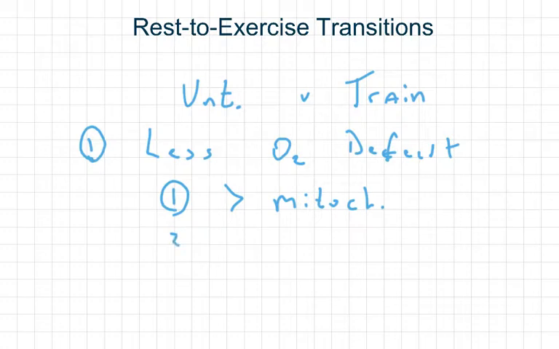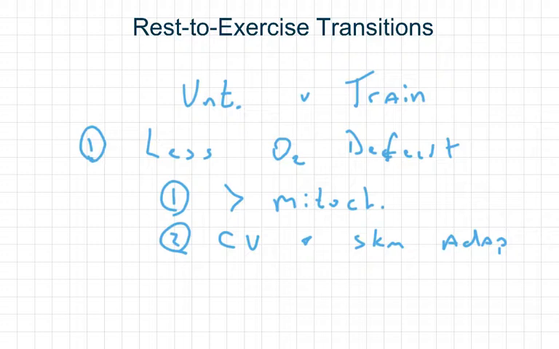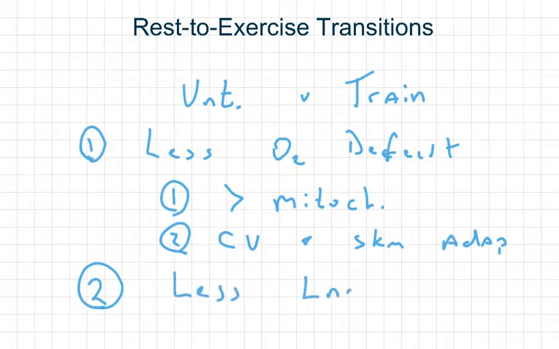Second is they tend to have better cardiovascular and skeletal muscle adaptations. And what this means is the trained individual is able to use and create ATP more efficiently and to move byproducts of glycolysis and other pathways more efficiently out of the body. And finally, what we do see is the trained individual creates less lactate and hydrogen ions.